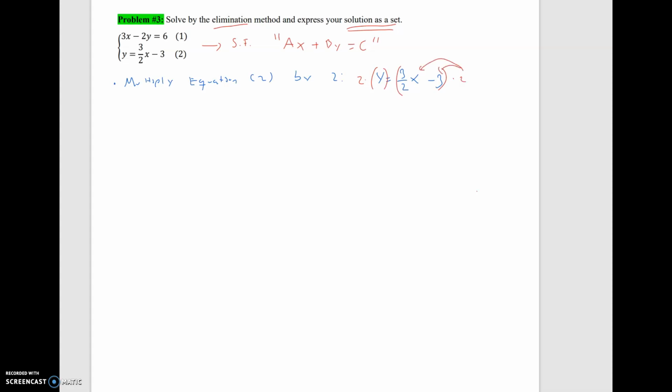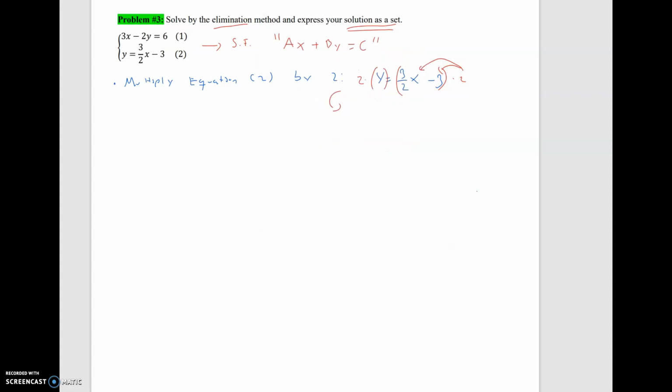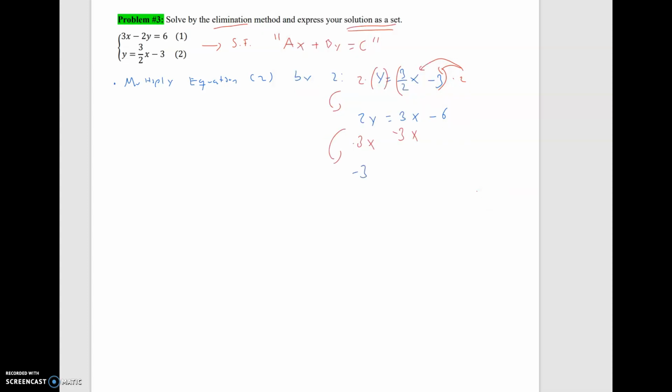Remember that the main objective here is expressing it in standard form, and standard form also doesn't have any fractions. So we're looking at 2y is equal to 3x minus 6. Then let me subtract the 3x. So we're looking at negative 3x plus 2y is equal to negative 6. This is technically equation 2. Not our final answer, but at least we have it in approximately standard form.